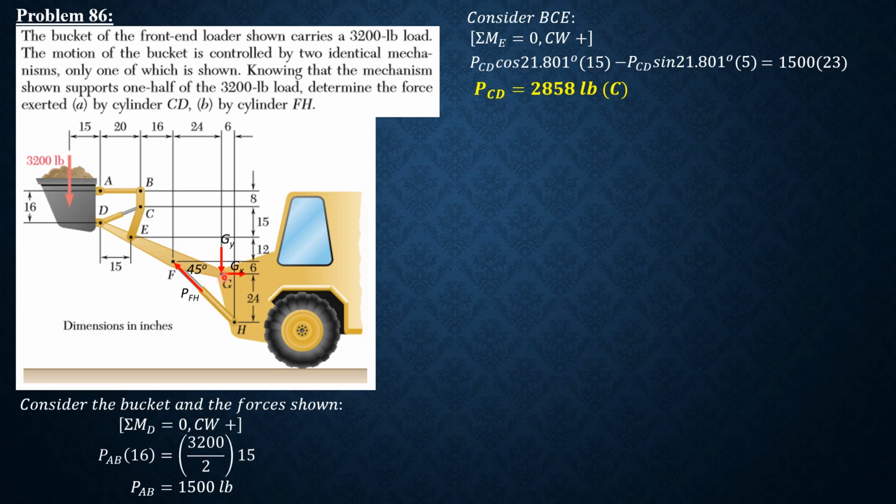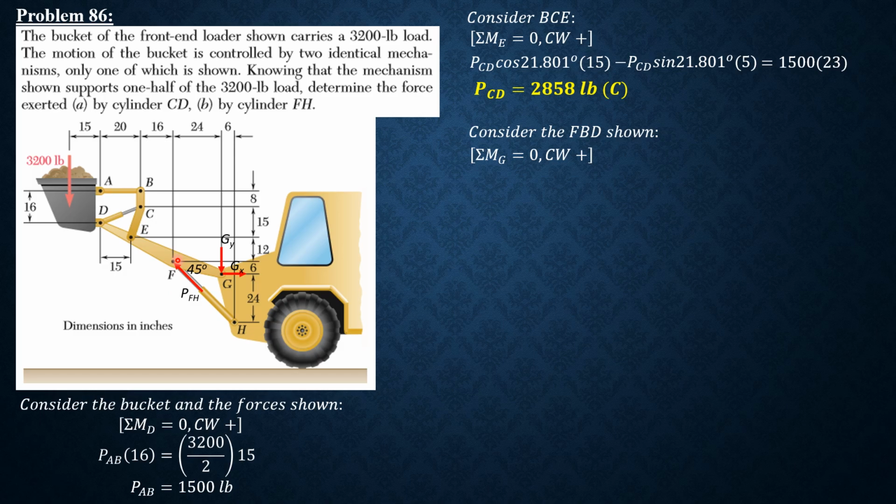And of course, we have reactions at G also. So the 3,200 pound divided by 2 is considered. So it will have effect here. So summation of moment about G equals 0. Then this time clockwise positive. Consider the FBD shown and these forces. So summation of moment about G equals 0, clockwise as positive.